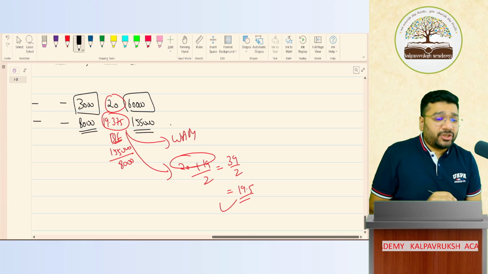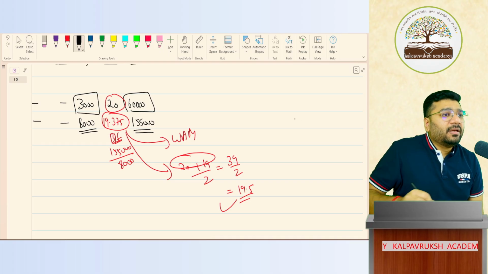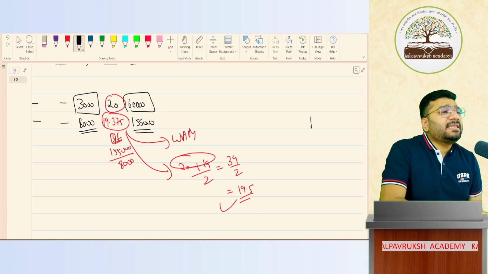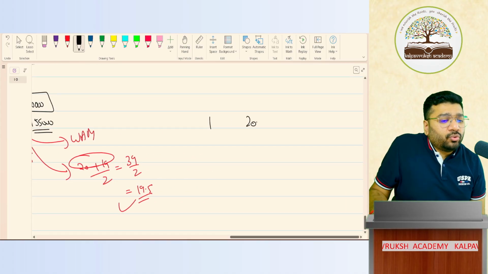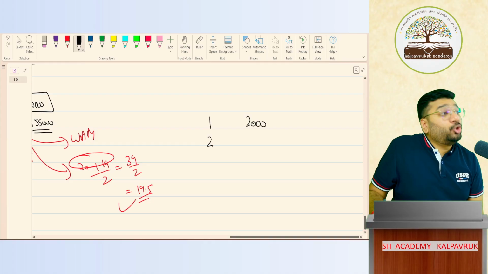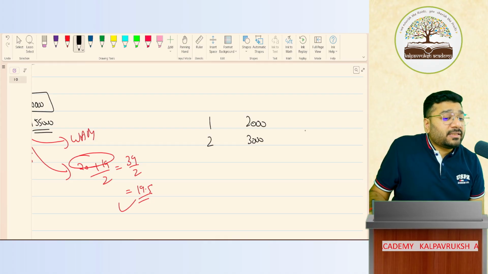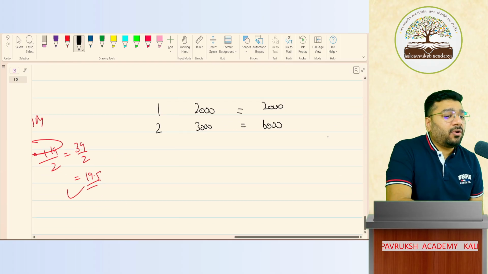Quantity is taken into consideration. Okay, very good. Correctly said. I'll give an example. I'm purchasing one shoe for 2,000. I purchased 2 shoes for 3,000. Yes or no? Now, what is the total cost? 2,000 and 6,000. Yes or no?